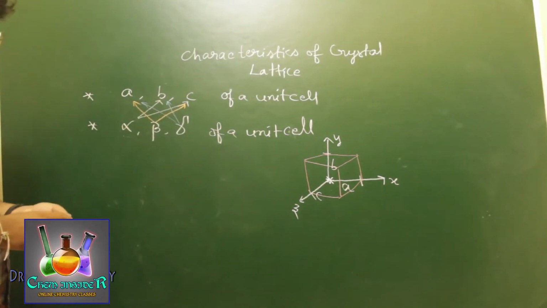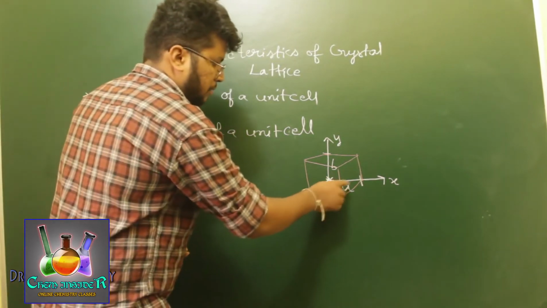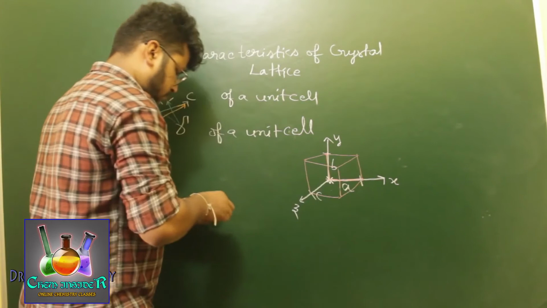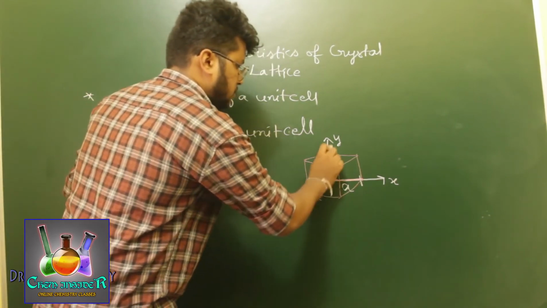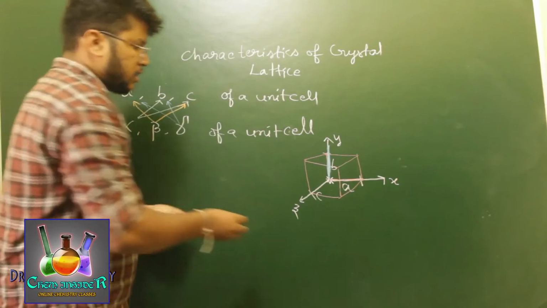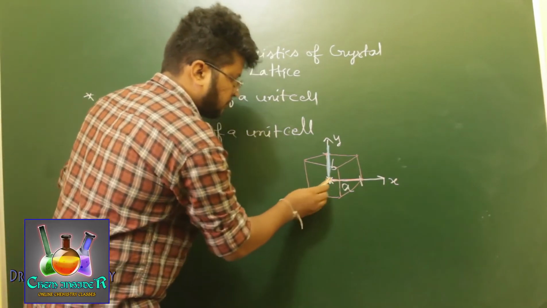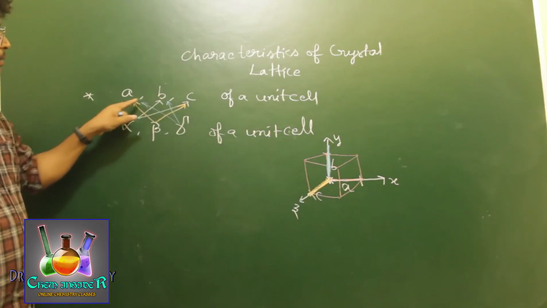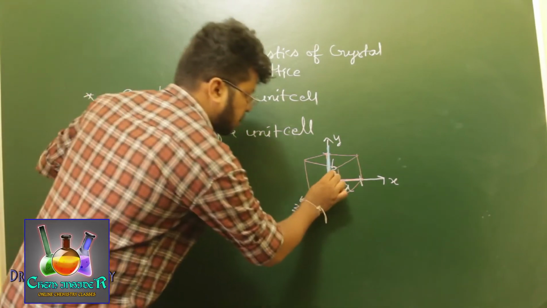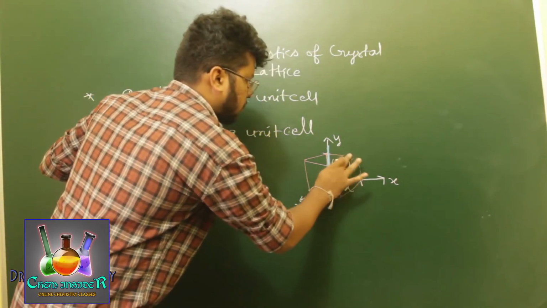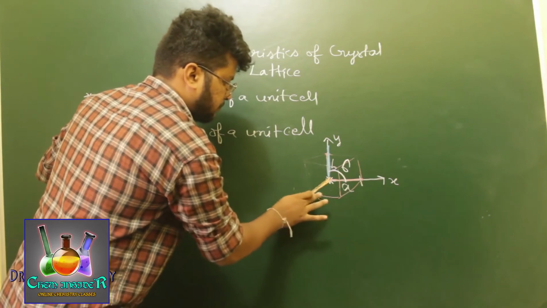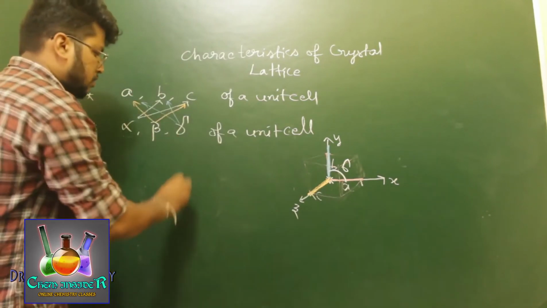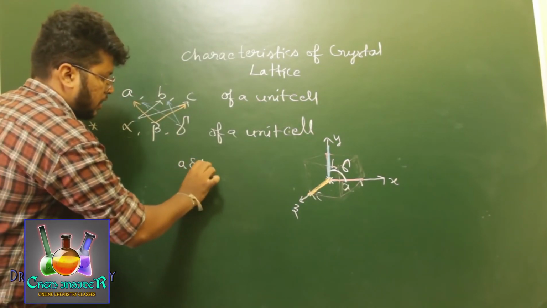You have to be sure about that. If you consider A and B, this is our A length, one is at the back, and this is our B. Let us draw B in blue. So this is our B, and if we take C in orange color, the angle between A and B is gamma. I am going to erase this unit cell now. So this is the angle gamma. The angle between A and B is gamma.